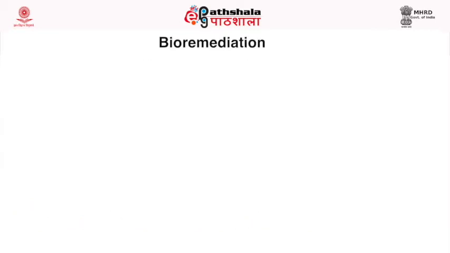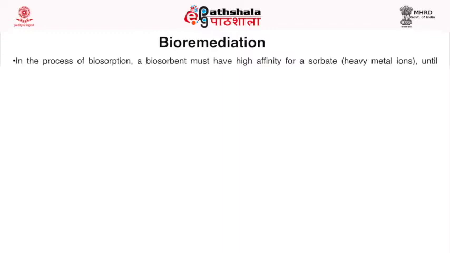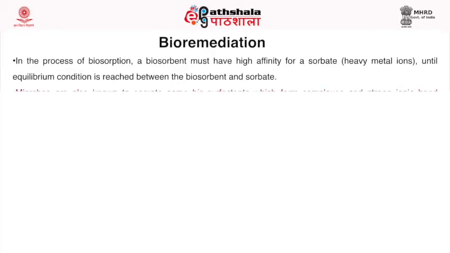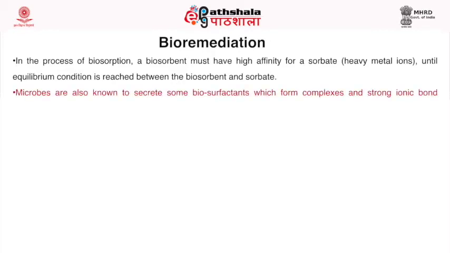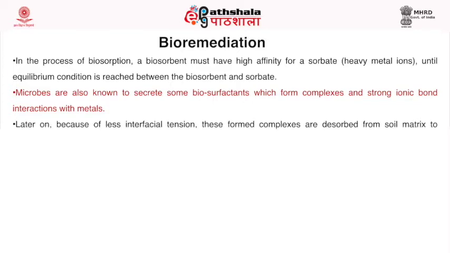In the process of biosorption, a biosorbent must have high affinity for the sorbate. Here the sorbate is a heavy metal, until equilibrium condition is reached between the biosorbent and sorbate. Microbes are also known to secrete some biosurfactants which form complexes and strong ionic bond interactions with metals. Later on, because of less interfacial tension, these formed complexes are dissolved from the soil matrix to the aqueous phase.